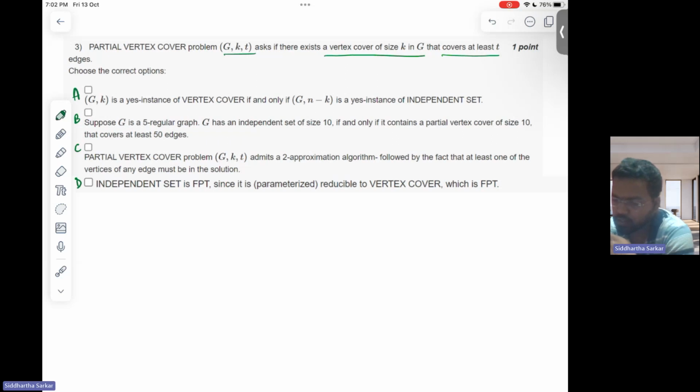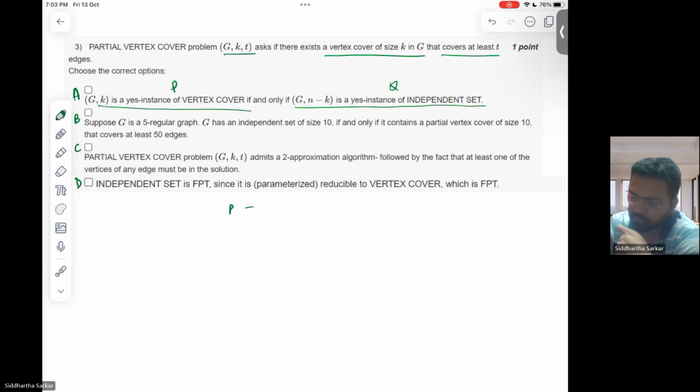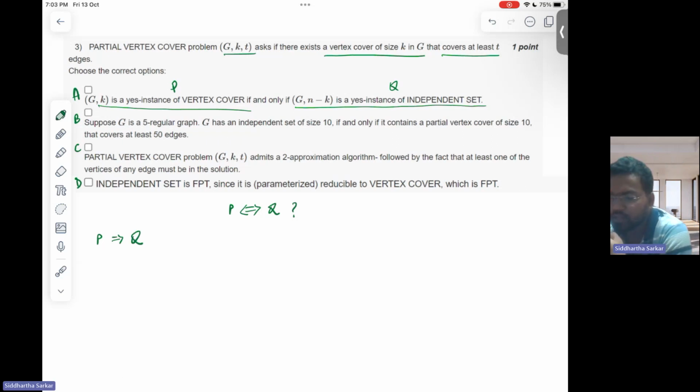So let's say this is statement A, and let's say this statement is P, that G, K is a yes instance of vertex cover, and this is statement Q, G, N minus K is a yes instance of independent set. So the question is, does P imply Q and Q imply P? So the first direction is P implies Q. That means if G, K is a yes instance of the vertex cover problem, then G, N minus K is a yes instance of the independent set problem.